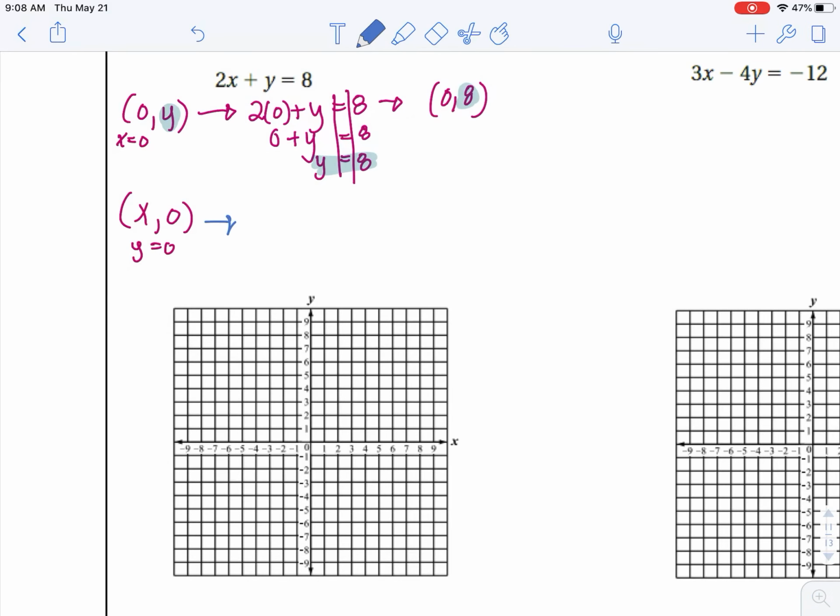Then for this one, I know y equals 0, so I have 2x plus y equals 8. But this time, instead of y, I'm going to plug in what y equals, which is 0, and I solve for x. Well, 2x plus 0 is 2x equals 8. Divide by 2, divide by 2, x equals 4. So I know my point is (4, 0).